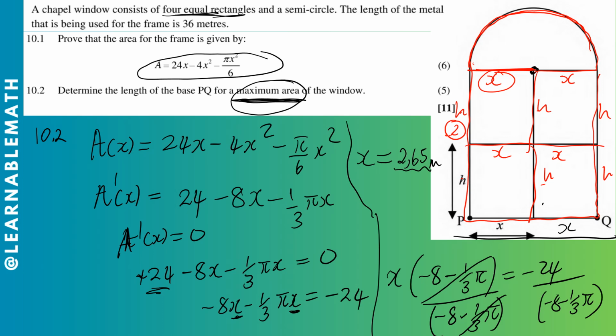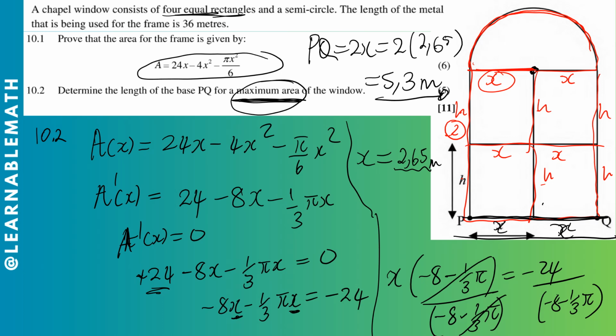So now the length of the base PQ, now you know that PQ is 2x, is x plus x. Can you see? So now the length of the base PQ, which is 2x, just say 2 times 2.65. Then we can now just multiply that with 2. 2.65 times 2 is going to be 5.3 meters. Okay, so this must be the length of the base PQ that will result in the maximum area of the window.